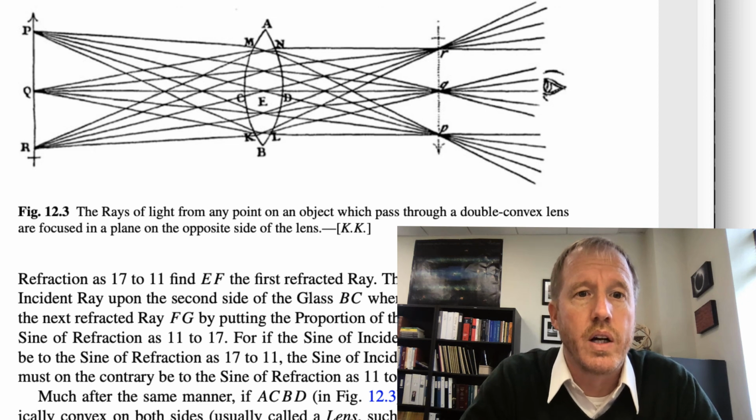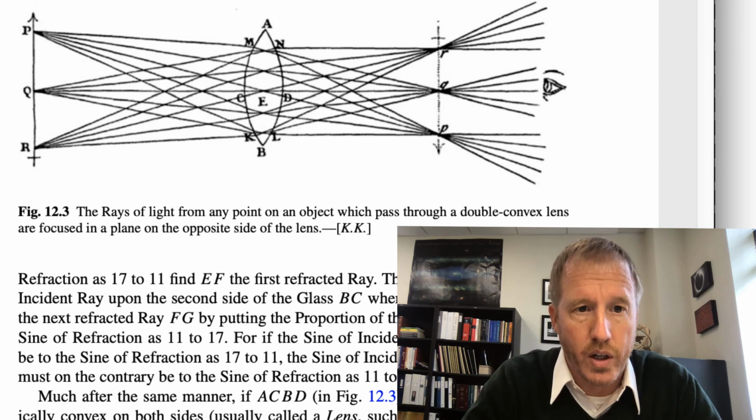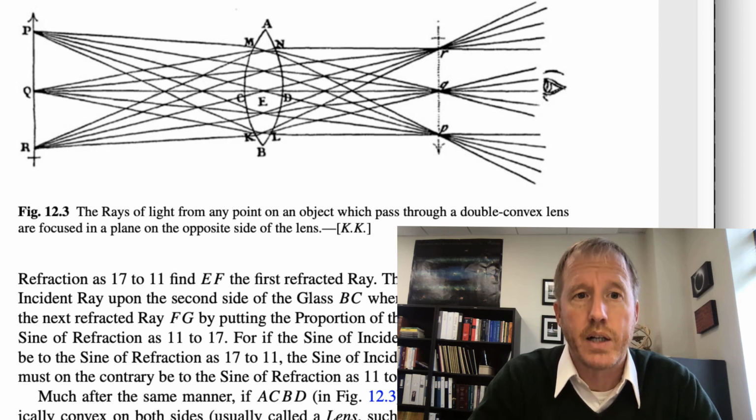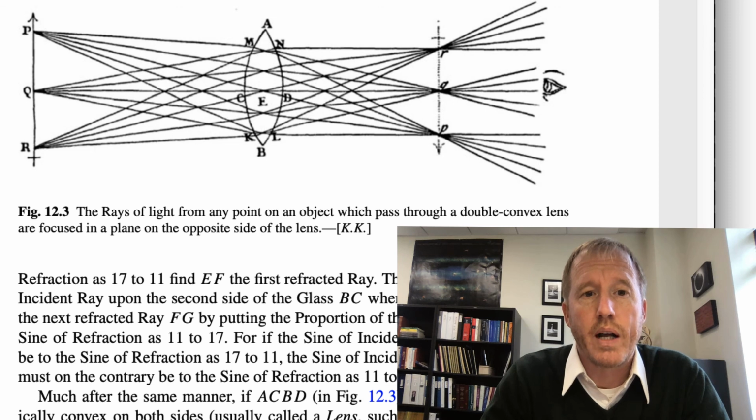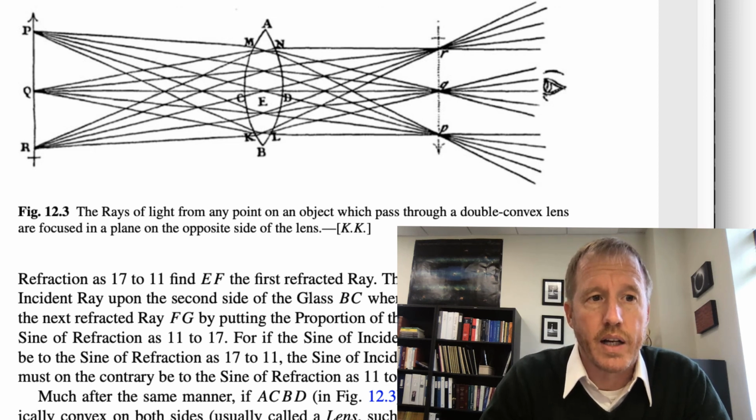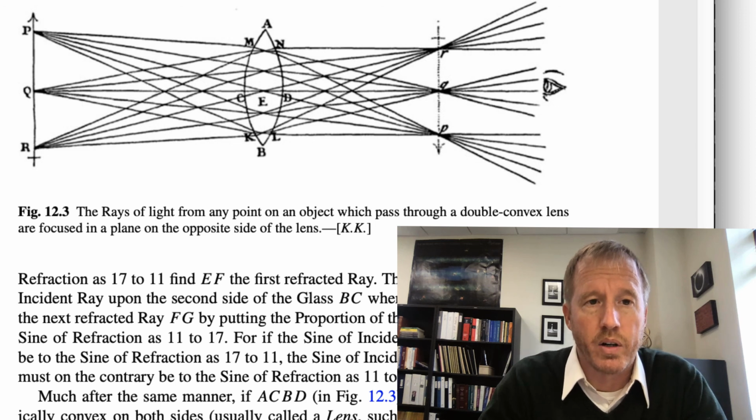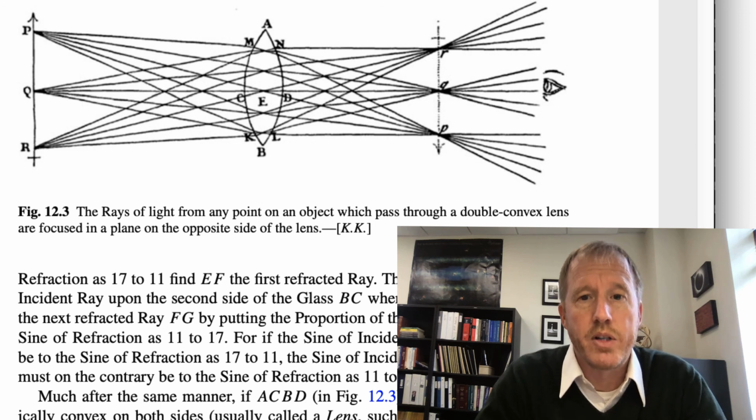Interesting to note is that if you were to place a sheet of paper, let's say, over at where little p, little q, little r is, you would form an image of the original object, capital P, capital Q, capital R. You would form an image at that location.